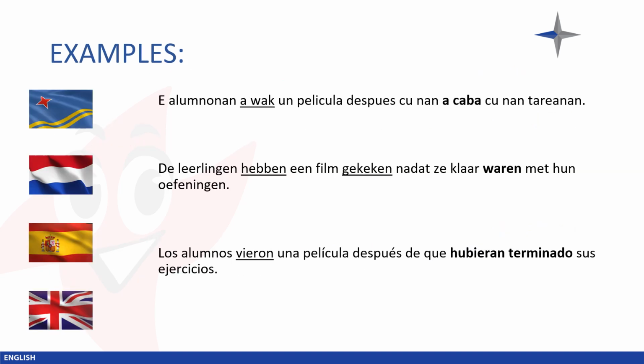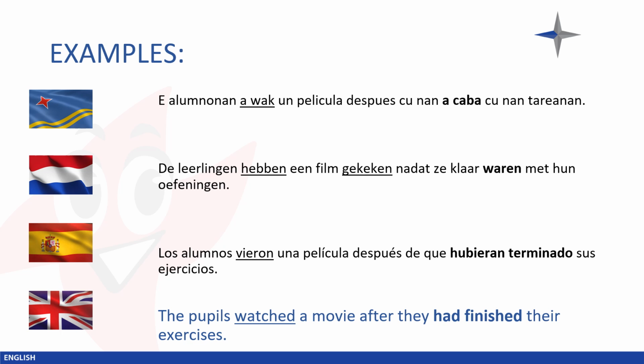There are major differences between the use of past simple and past perfect in Papiamento, Dutch, and Spanish. English is very particular about the correct use of these tenses. Try to not mix them up. Alright, look at these sentences and what do you think the English sentence would be? The pupils watched a movie after they had finished their exercises. Underlined is actually the simple past, meaning that's the second event. And the first event that happens is the past perfect, which is the one in bold, had finished. What are the differences and similarities? Do you see these?